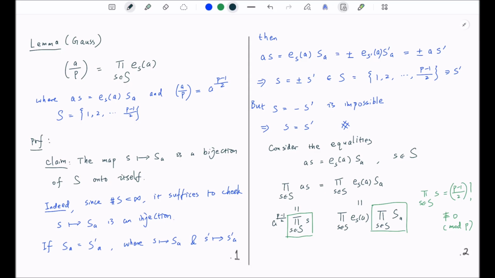And we conclude that a to the power (p-1)/2 is equal to the product of ε_s(a)'s for s ranging over capital S. But the thing on the left-hand side is precisely the Legendre symbol by definition. And this proves Gauss's Lemma.